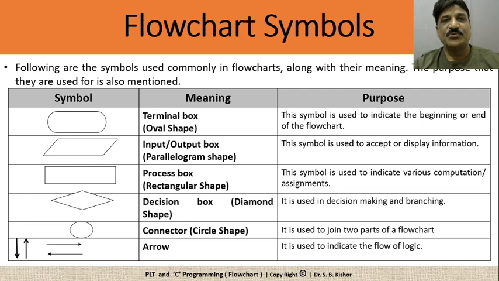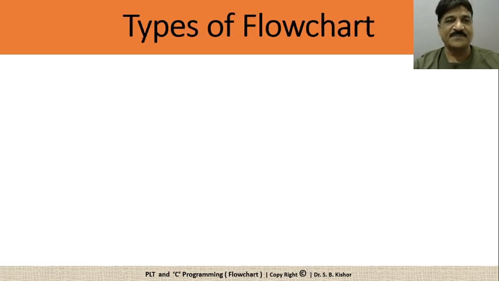Then we have a connector. Basically a connector is useful to join two parts. Assume that your flowchart is very long, so it might be possible that you require more than one page. In that case, at the end of the first page and at the beginning of the next page, we use a connector to show the flow. Then we have various arrow symbols, as I already told, that is down, up, right and left, to indicate the flow of your entire problem and solution.